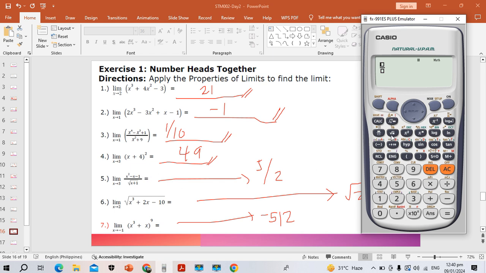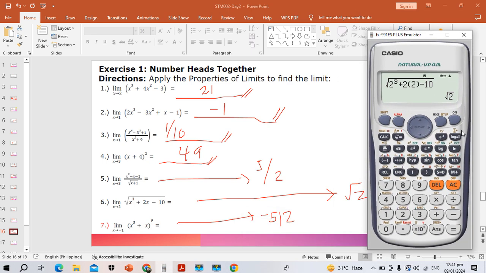Correct? Number 5, 3. Try natin i-calculator para sure. 3 squared minus 3 minus 1. And then square root of 3, which is 4. Yeah, so 5 all over 2 is correct. Next is square root. Take the square root of 2 raised to 3 plus 2. Ay, wait, nasa taas eh. Tapos 2 plus pala. Plus 2. Tapos 2 ulit. Minus 10. Delete. Tapos square root of 2. Correct po yung number 6.